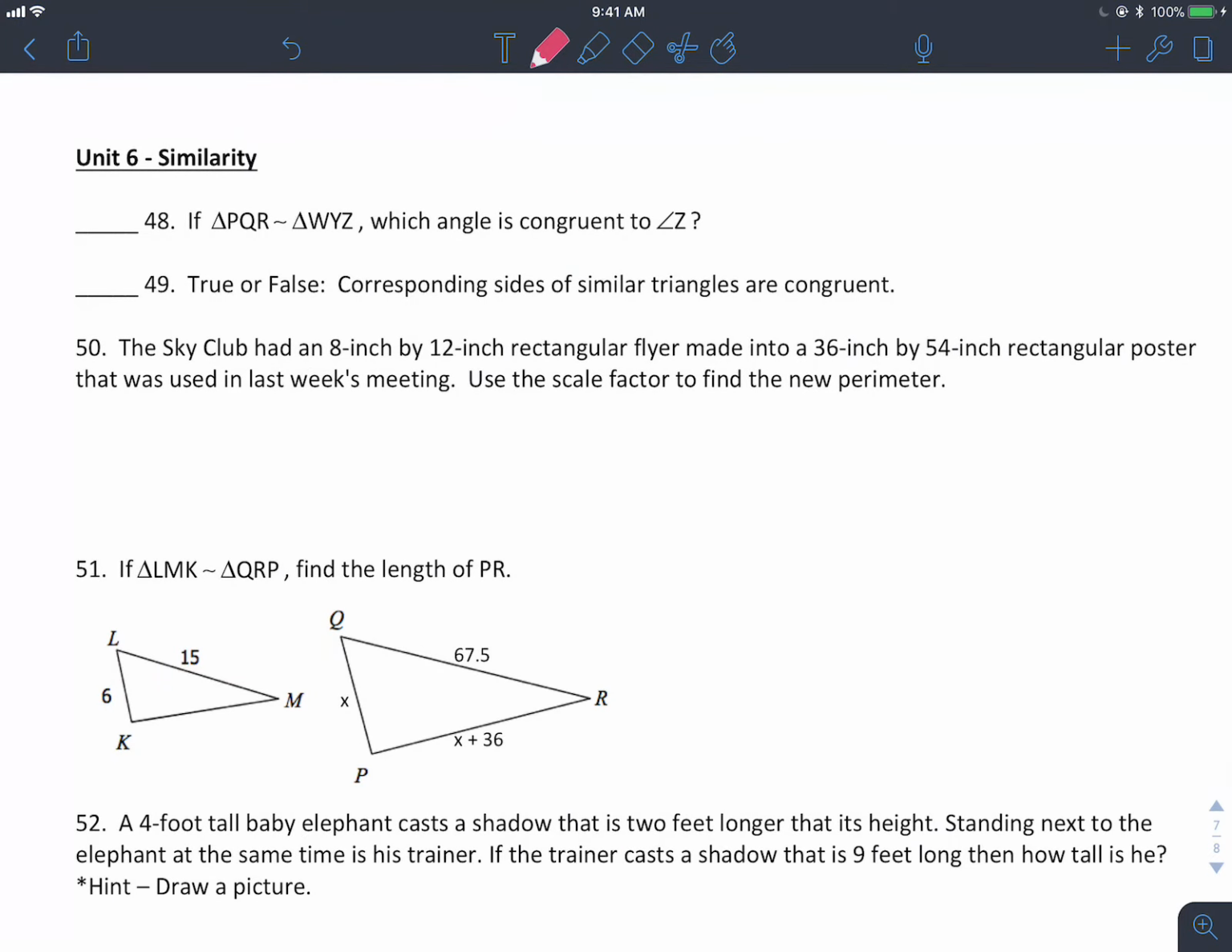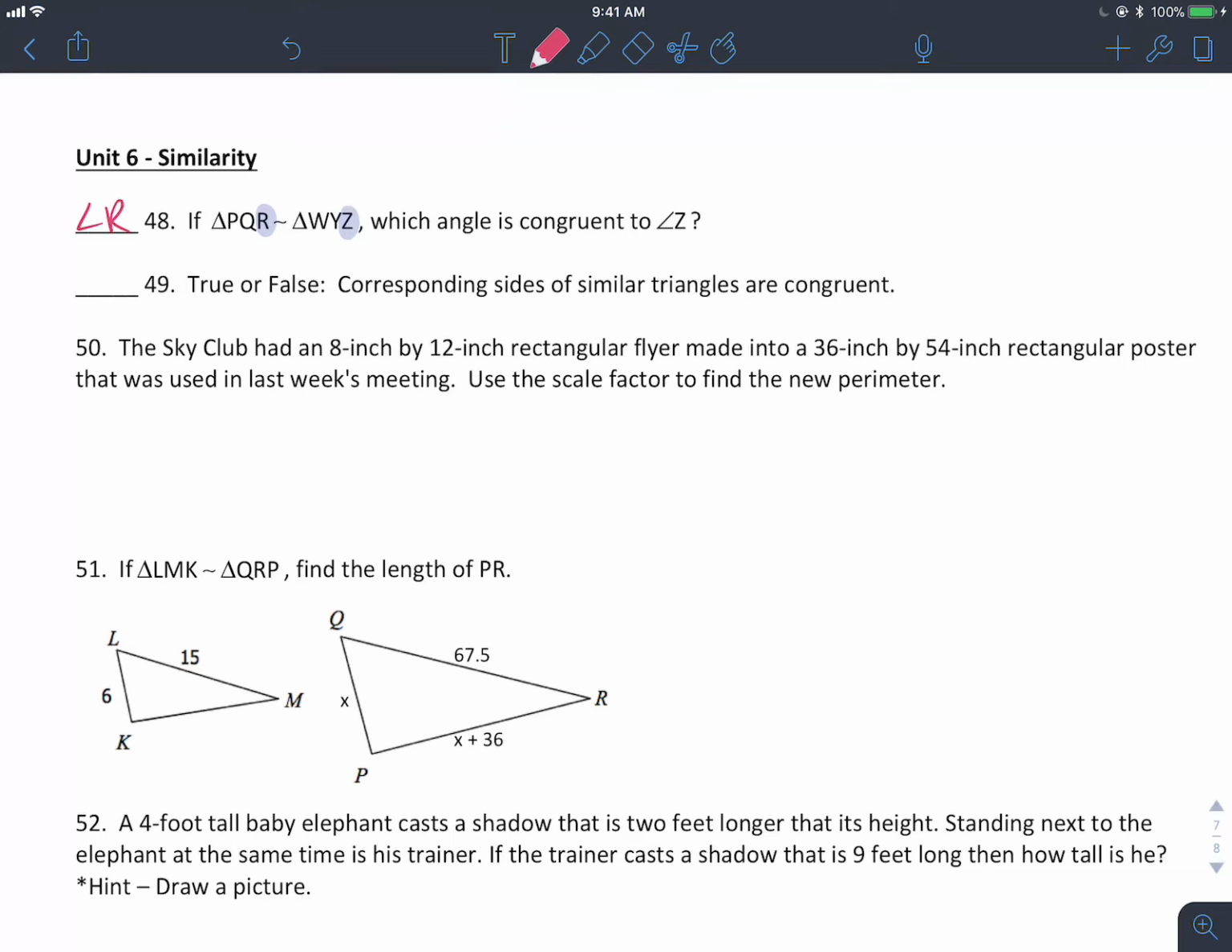All right, like I said, I'm going to continue on to similarity in this video. It says triangle PQR is similar to WYZ. So which angle is congruent to Z? We're going to look at the angle that is in the same spot. So congruent to angle Z is going to be angle R.